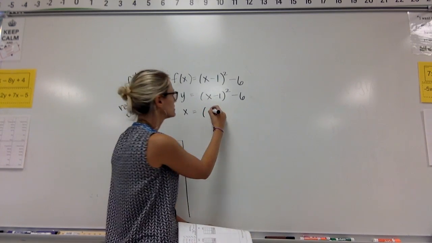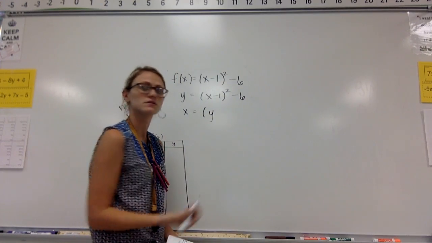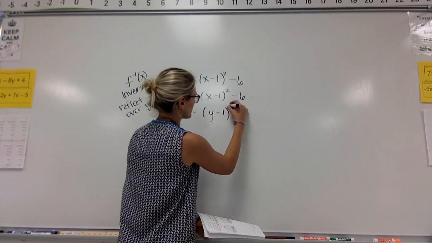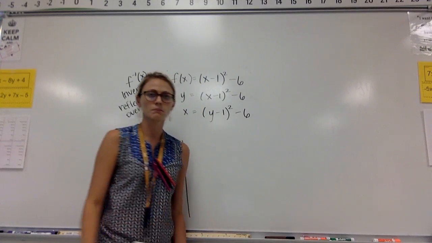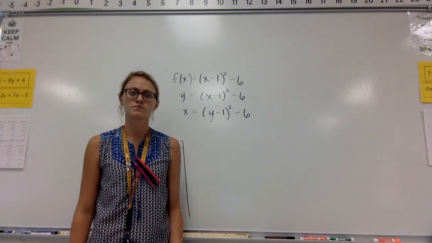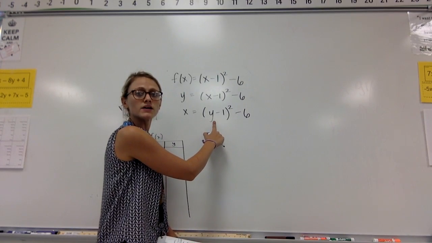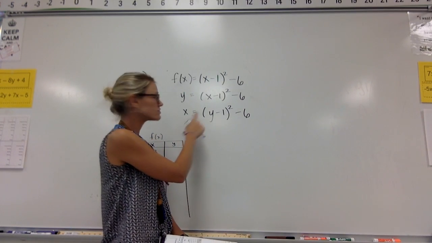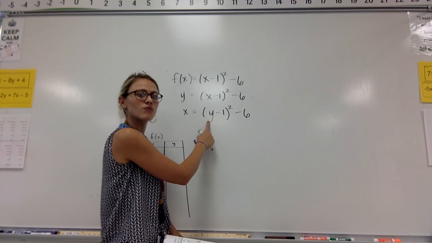Instead of x, I'm going to have a y. So I'll have y minus 1 in parentheses squared minus 6. My first step is to just flip-flop the x and the y. Now I've got to solve for y. Remember, you cannot graph an x equals. You have to have the y by itself.